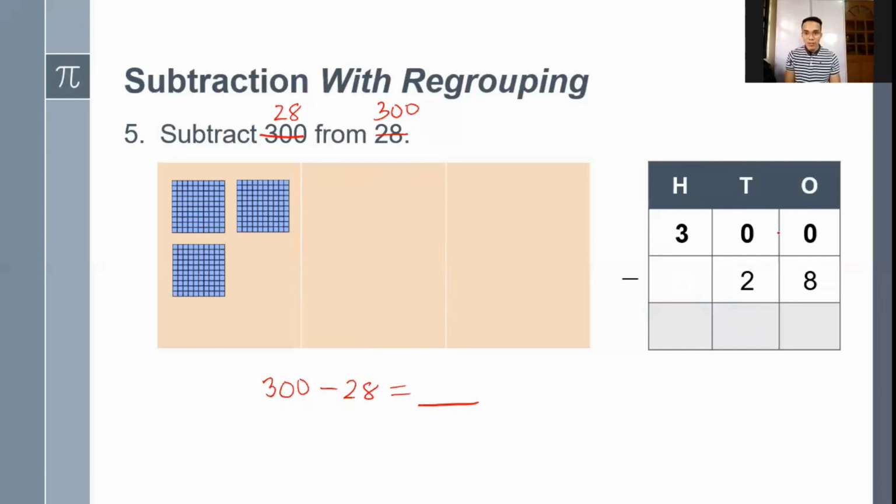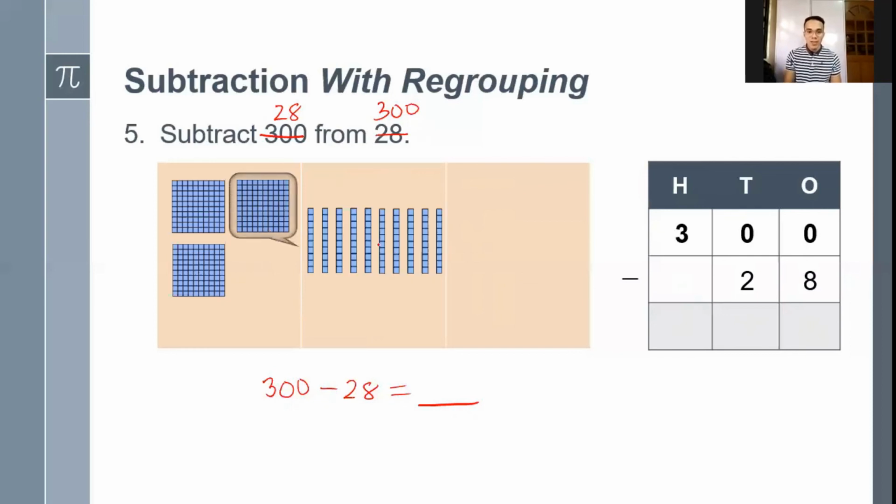Look at the place value chart. 300 minus 28. 0 ones, take away 8 of them. We have nothing to take away from here. We have nothing to take away from the tens. So what do we do? We need the help from our neighbor. We need to regroup the hundreds. Remember that 100 is 10 tens. But we're not done yet because we have nothing in ones.